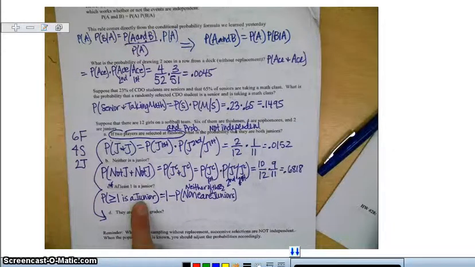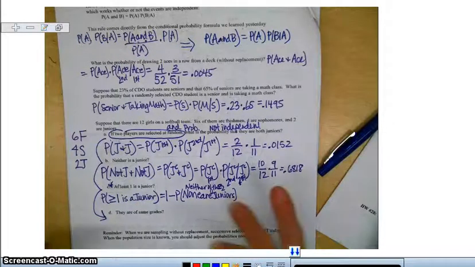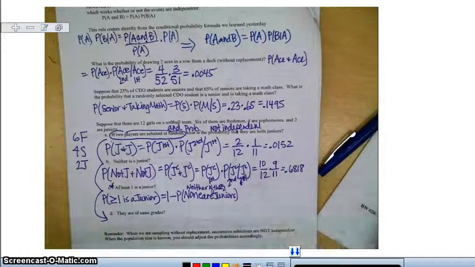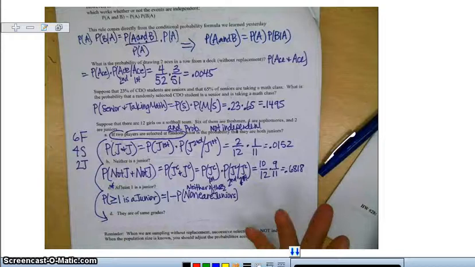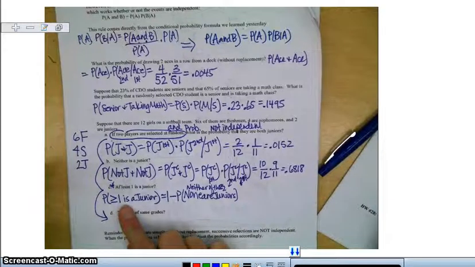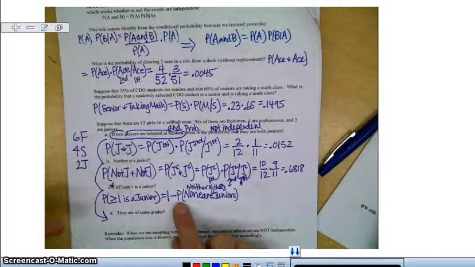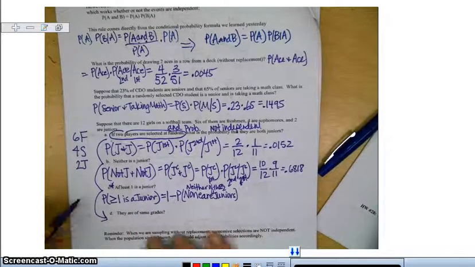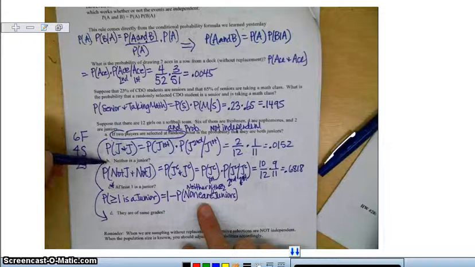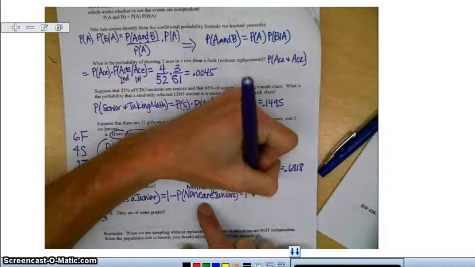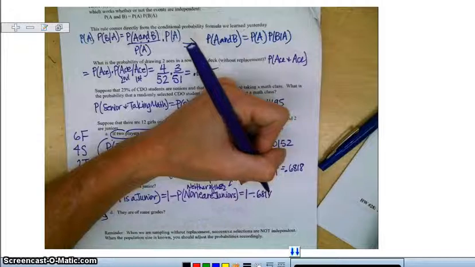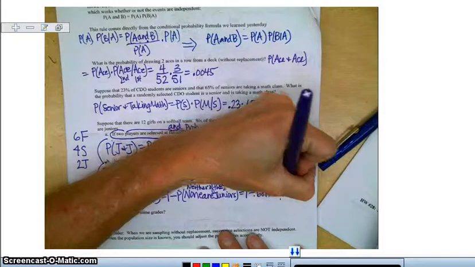That would mean 1 is a junior and 1 could be a freshman, or 1 is a junior and 1 could be a sophomore. So we don't want to look at all those possibilities. In fact, we don't even know how. The way you always handle an "at least" probability is you take 1 minus the probability of the complement. So the probability at least 1 is a junior is 1 minus the probability none are juniors. We already figured none are juniors in the last problem, so this would just be 1 minus 0.6818, which is 0.3182.